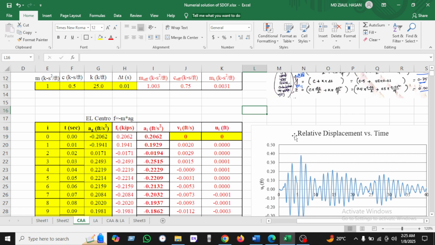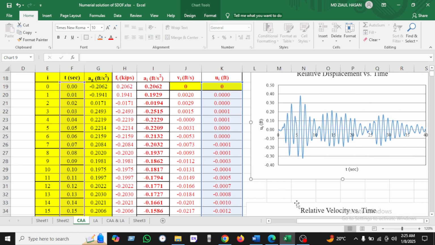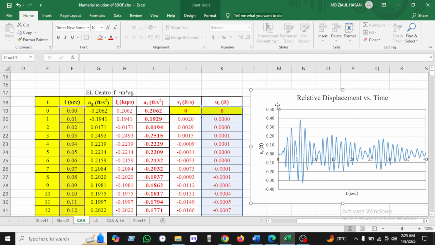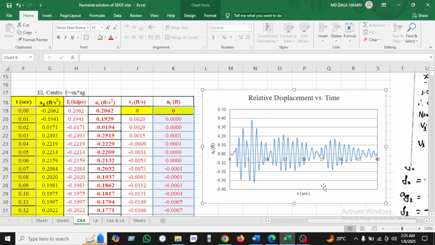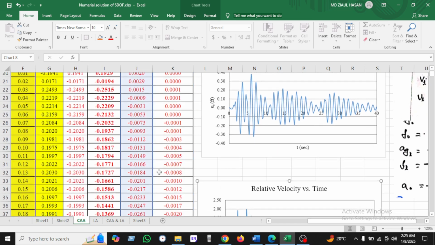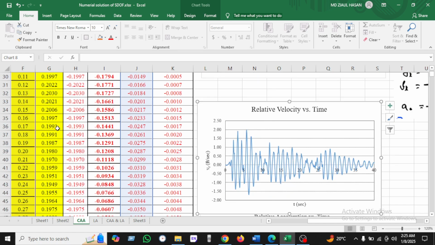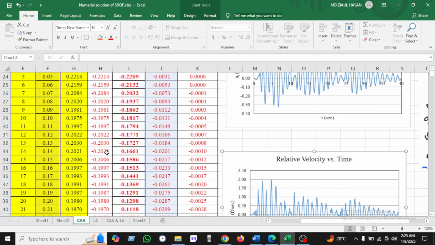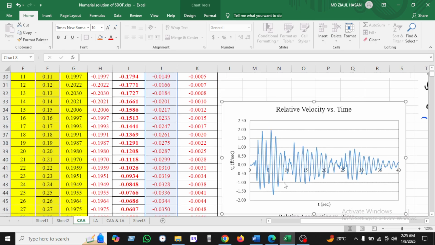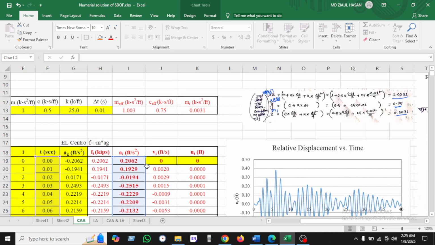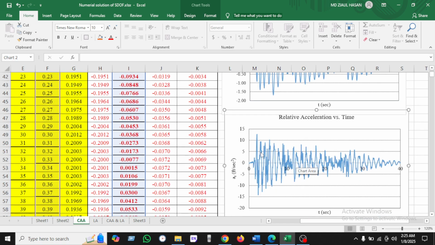Now we are plotting the graph. I am already formatting the curve, which has time on the x-axis and displacement on the y-axis. We have found this curve, and then we are drawing the time versus velocity graph. Time is the x-axis and velocity is the y-axis, and the relative displacement, time is the x-axis and displacement is the y-axis, and found here.